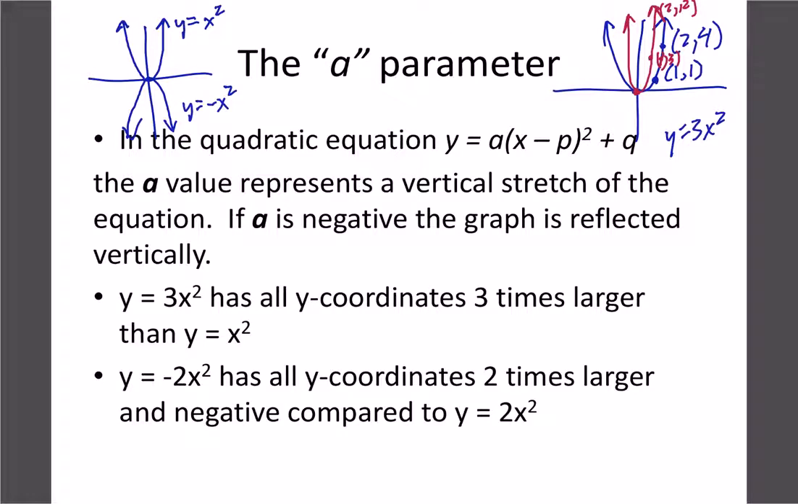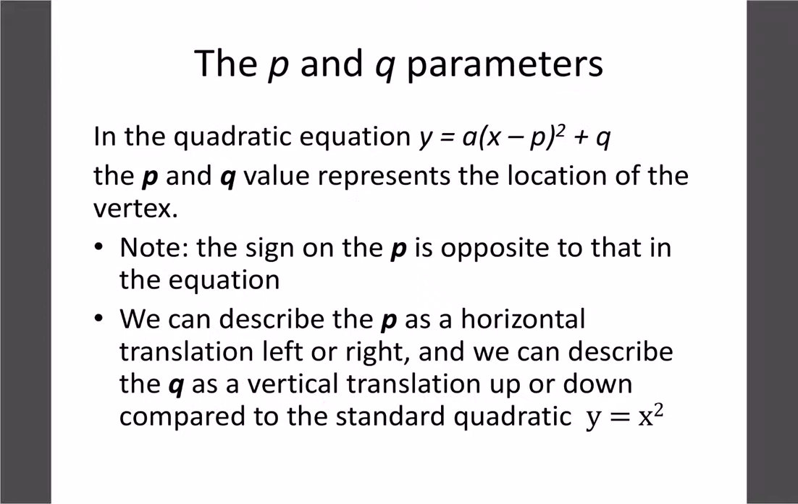We could do the same thing in the negative direction. So the 3 or 2 or anything like that for an a value is just going to tell you how much we're multiplying the y coordinates by. A bigger number would be a steeper, skinnier graph. A smaller number like a half or a quarter would make it shorter and it would look wider.